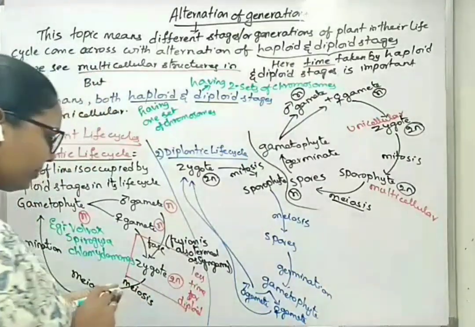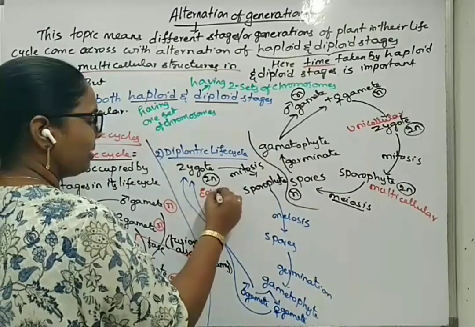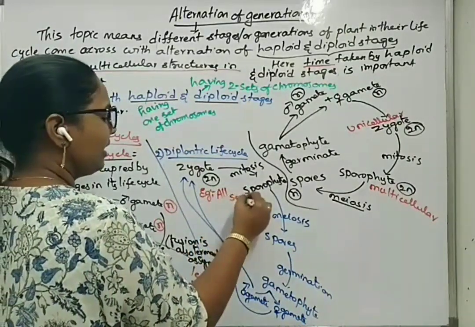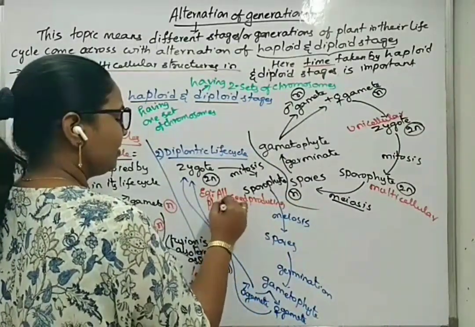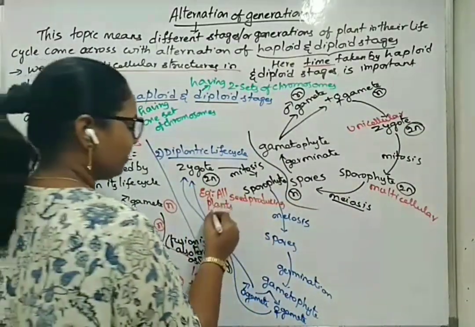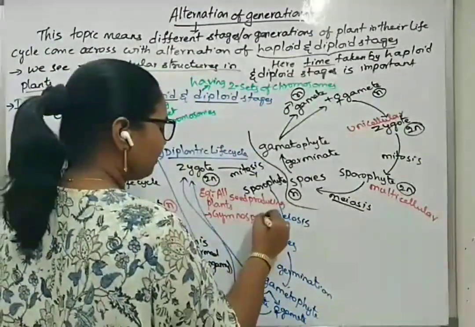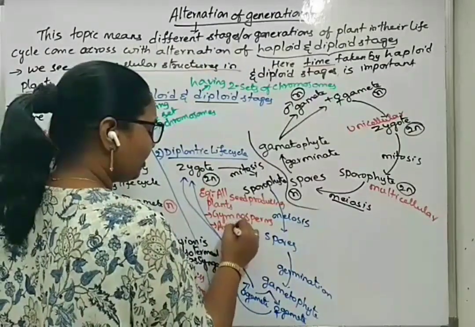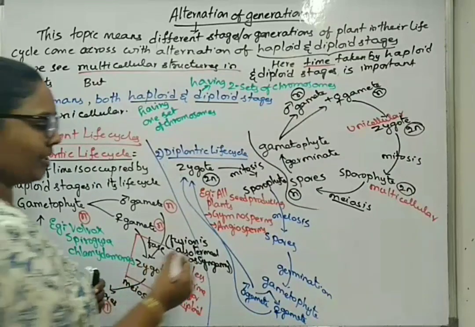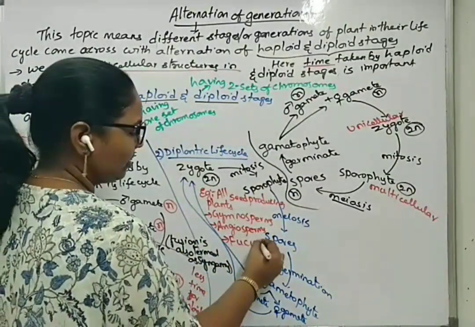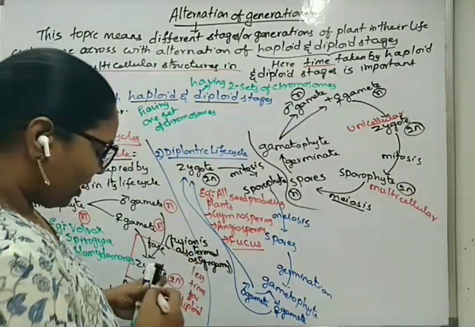Now here, we will write examples. Examples are seed producing plants, which means gymnosperms and angiosperms. One exception is there, that is brown algae, Fucus. Fucus shows a diplontic life cycle. So this is a brown algae.